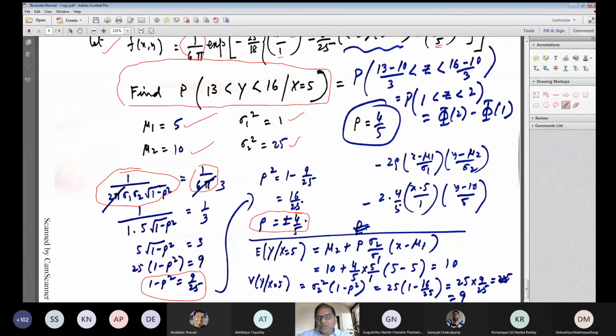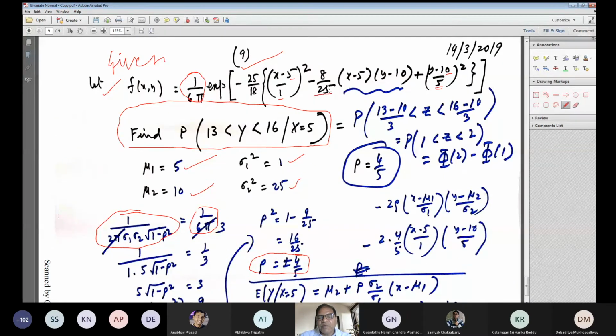Now we have to choose among these two values, whether it should be plus 4 by 5 or minus 4 by 5. So you go back here. What is the standard form? We have minus 2 rho times x minus mu1 by sigma 1, y minus mu2 by sigma 2. If rho is negative, it will become plus. Since the minus sign is appearing here, rho has to be positive. So rho is 4 by 5. Is that clear?